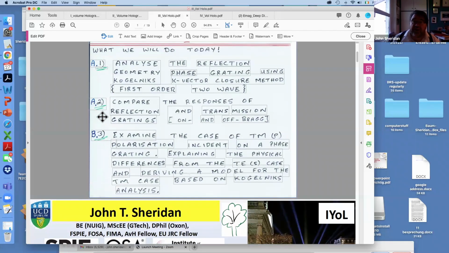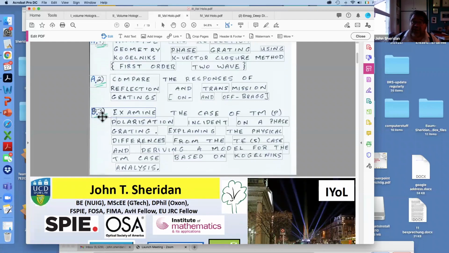So we compare the response to reflection and transmission gratings, and we're going to examine the case of TM polarization. So far, we've always talked about the case where the E field was parallel to the actual boundary and parallel to the actual fringe pattern. So the H field would have been perpendicular to the direction of propagation and perpendicular to the E field. And so if we actually rotate the replay conditions. We typically expose using the TE polarization because we get our maximum fringe visibility in that case, and therefore we're going to get the maximum reaction from the material.